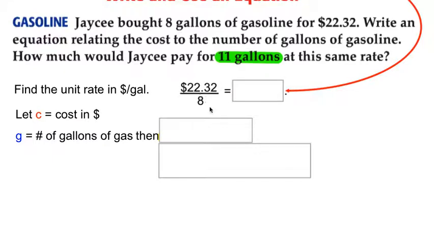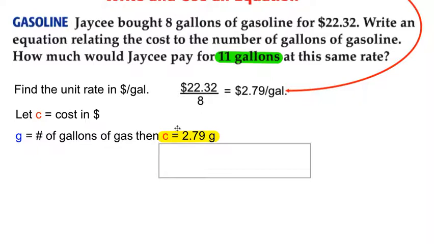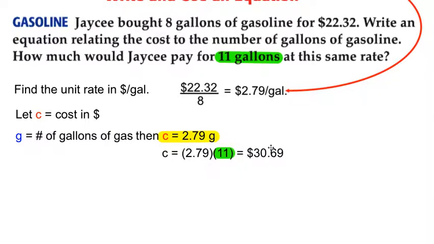So we have 22.32 over 8 is equal to x over 11. This would give us $2.79 a gallon. So our cost in dollars is going to be C. We're going to write an equation for this one. So our cost will be $2.79. That's our rate times the number of gallons. So we're going to take that times 11, giving us $30.69.